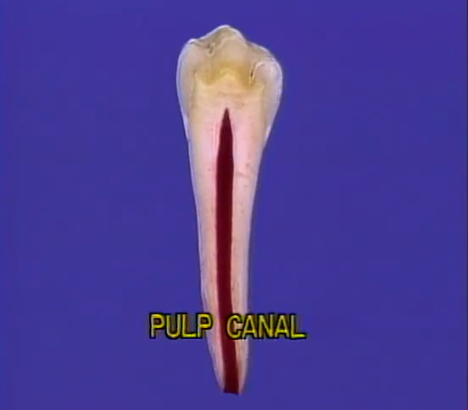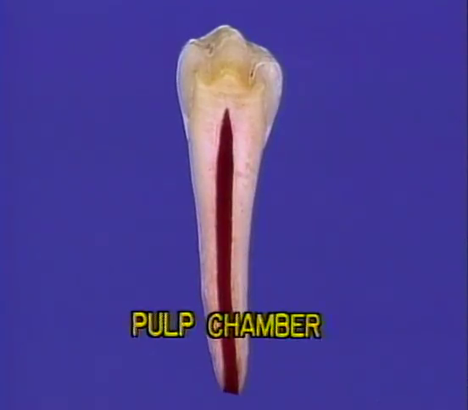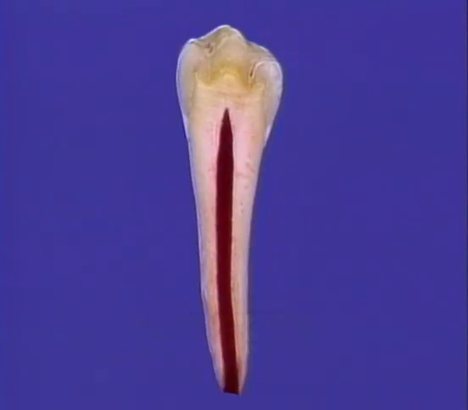Pulp canal. The pulp canal is that portion of the pulp cavity which is located in the root of the tooth. Pulp chamber. The pulp chamber is the enlarged portion of the pulp cavity which lies in the central portion of the anatomical crown of the tooth. Pulp horn. The pulp horn is the elongation or extension of the pulp chamber, which usually corresponds to the cusps or lobes of teeth.